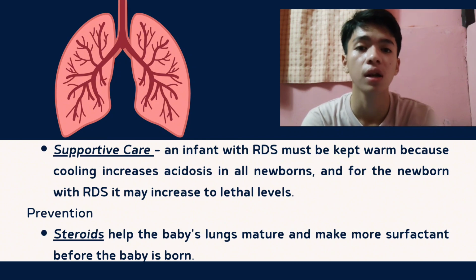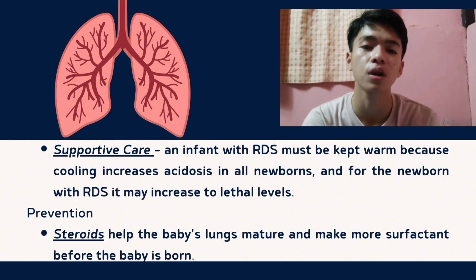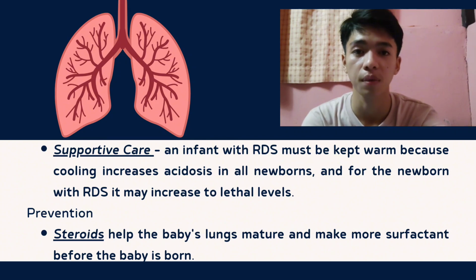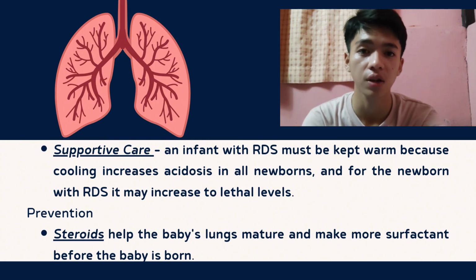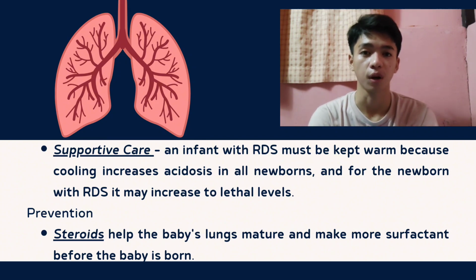For the prevention, steroids help the baby's lungs mature and make more surfactant before the baby is born. This surfactant production helps accelerate lung maturation and prevents neonatal respiratory distress syndrome, which affects a baby's breathing. Steroid shots also reduce the chance that your baby will have some other health problems.